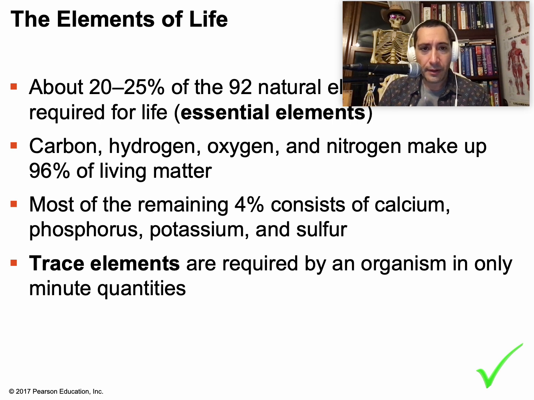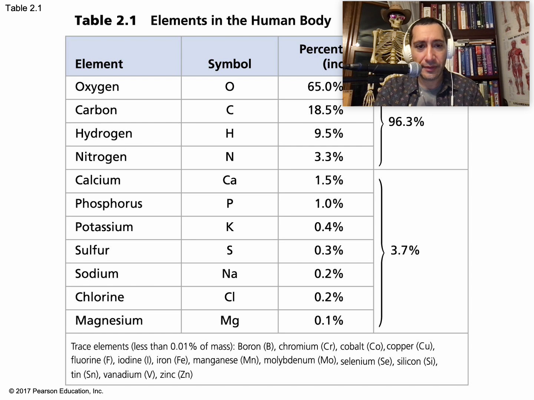Moving on, life. All kinds of organisms are composed of roughly the same ratios. We all have roughly 96% carbon, hydrogen, oxygen, and nitrogen, and the remaining 3-4% are the trace elements like potassium and sulfur and calcium and so on. You can see that in this table here. Here are the 4: oxygen, carbon, hydrogen, and nitrogen.